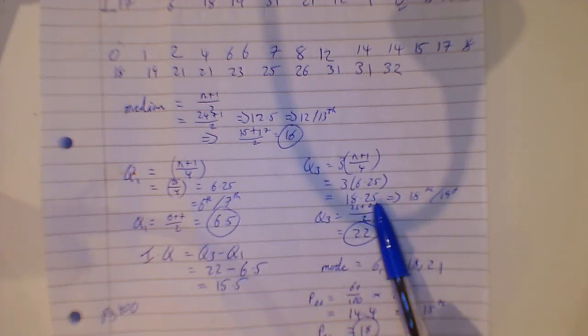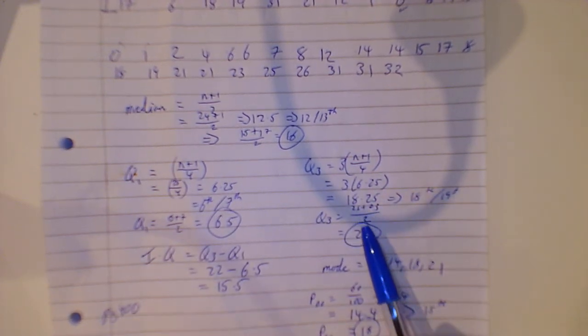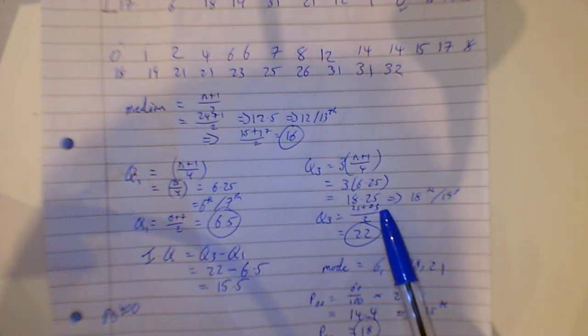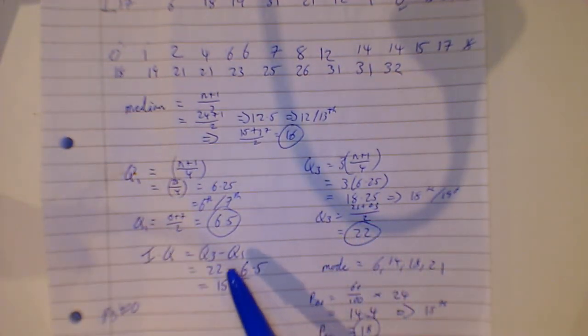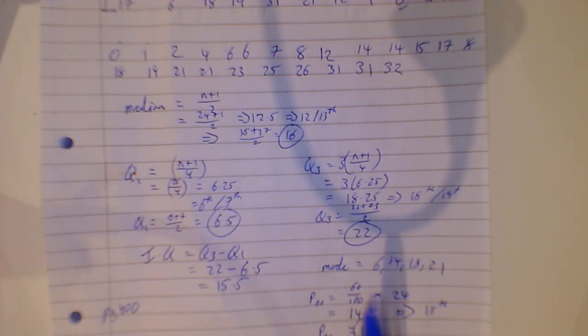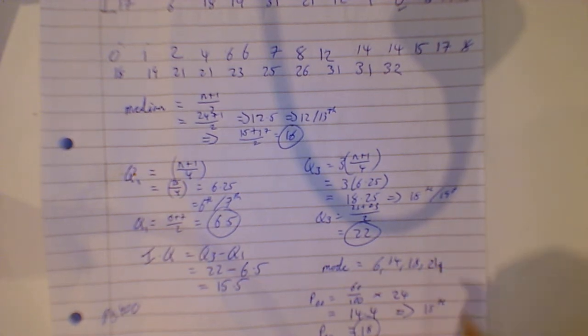Q3, it's 18.25, the 18th and 19th, and that's 21 and 23, which is 22. So interquartile range, 22 minus 6.5, 15.5. Easy. The mode, most common, 6, 14, 18, and 21. That's a shocking 21. All turn up twice.